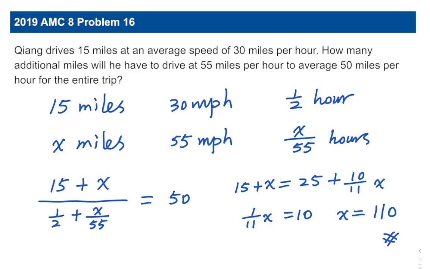Then you can go back and check your answer. Okay, if x is 110, then this is 2 hours, right? And this is 110. Total distance is 125. Total time is 2.5 hours. This gives you 50 miles per hour. So correct.